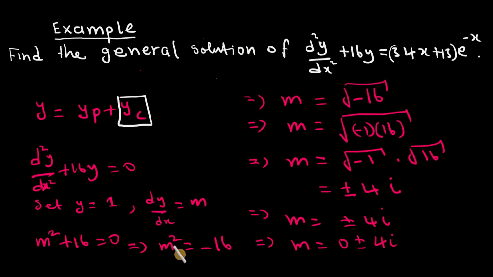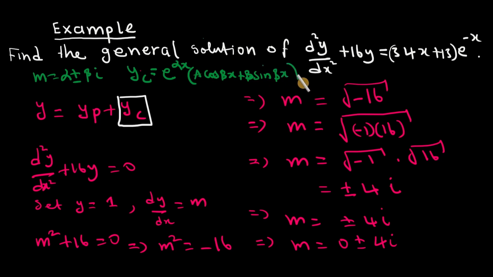Now the roots of this auxiliary equation are complex conjugate. When the roots of the auxiliary equation are complex conjugate, that is, let's say m is equal to alpha plus or minus beta i, then the complementary function yc is given by the formula e to the alpha x into a cos beta x plus b sine beta x. Looking at this form, our alpha here is 0 and the beta is 4.